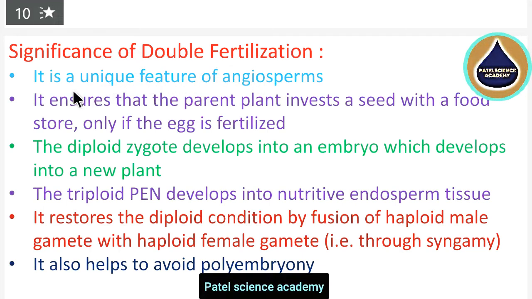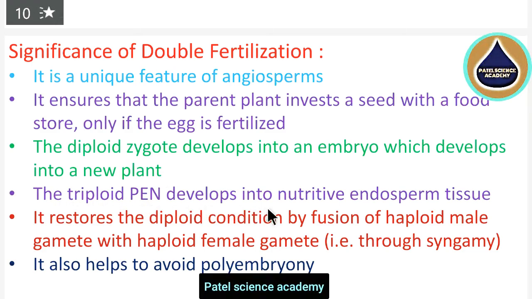So at last, let's see the significance of double fertilization. It is a unique feature of angiosperms. It ensures that the parent plants invest in seeds with a food store only if the egg is fertilized; only then will the seed be formed and stored for the next generation. The diploid zygote develops into an embryo, which develops into a new plant. The zygote is the next generation of any plant. So it ensures the production of the next generation.